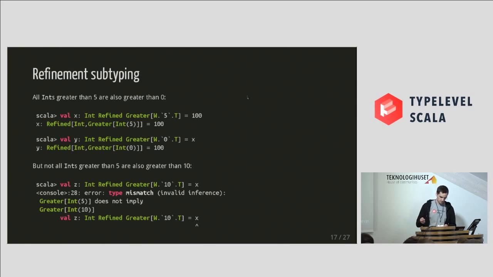If you try to assign X to a variable with type int greater 10, we get a type mismatch. The error is that the predicate greater 5 does not imply the predicate greater 10. And this type mismatch error actually comes from the library.